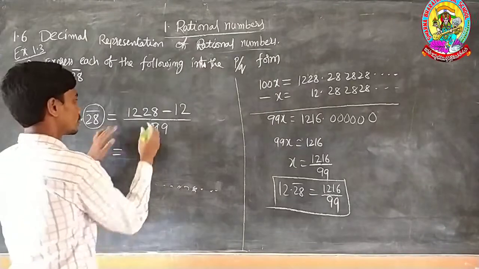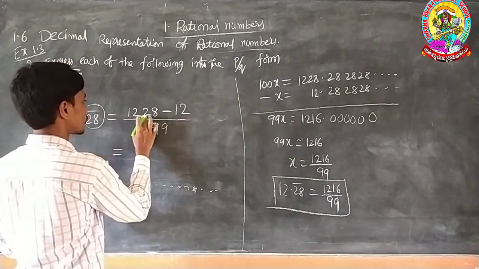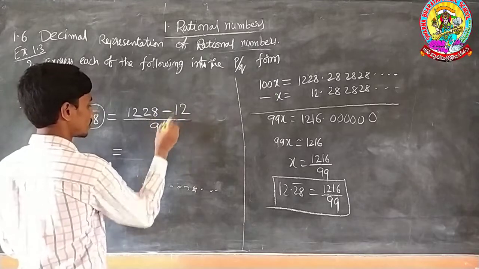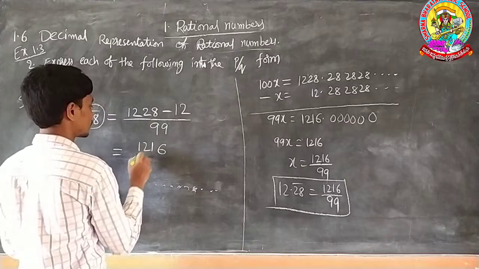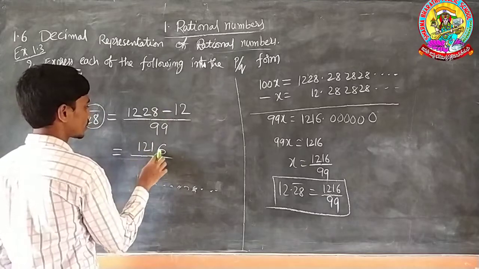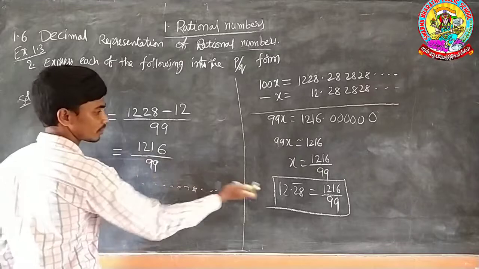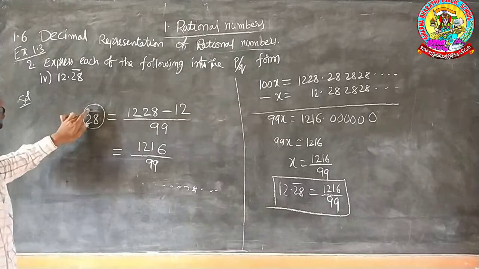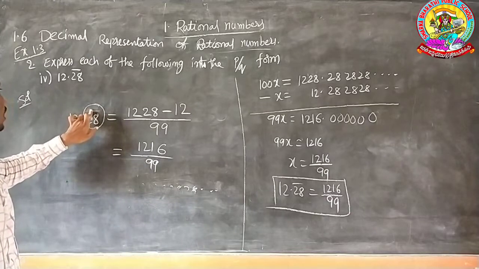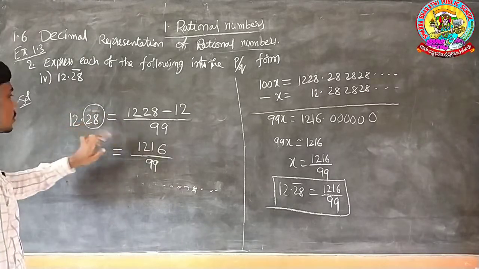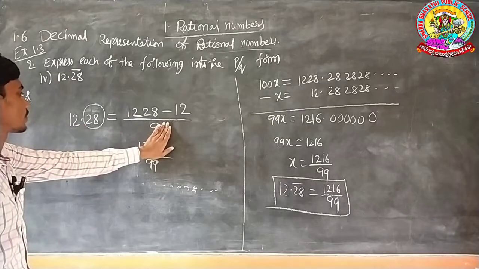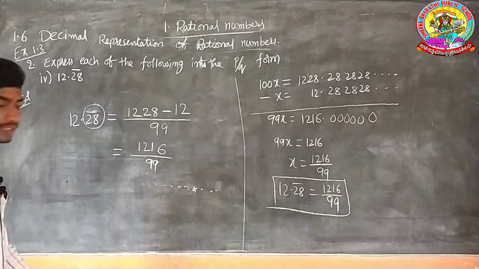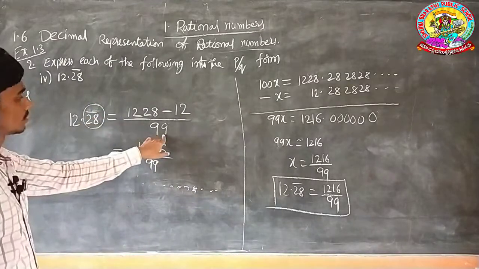After that, try to simplify. 1228 minus 12: 8 minus 2 becomes 6, 2 minus 1 becomes 1, there is no question of borrowing in the subtraction. So 1216 by 99; you can get the same answer, just observe. If a digit doesn't contain a bar, then in the place of 9 you should keep 0. Here 2 numbers contain the bar, so you write both 9s. If 3 digits contain the bar, you should write 3 9s.